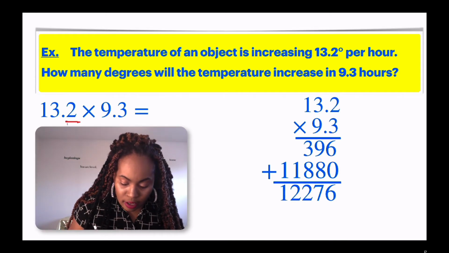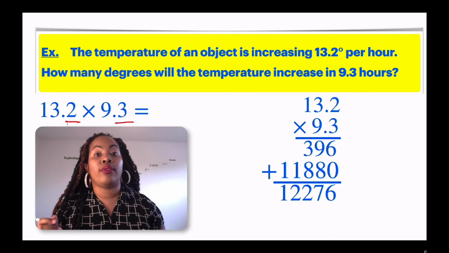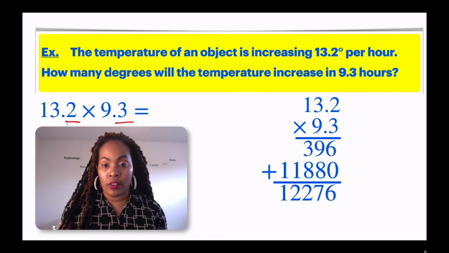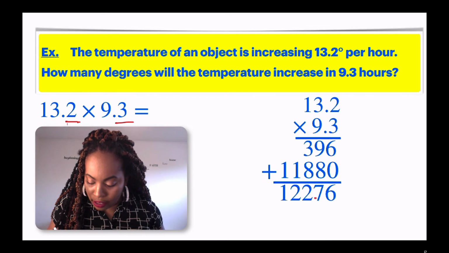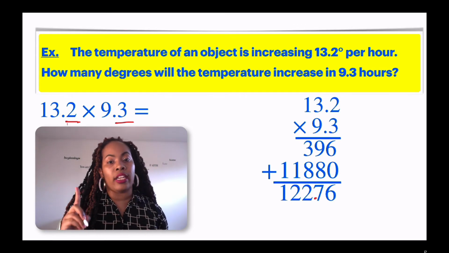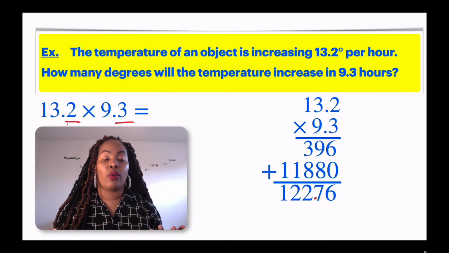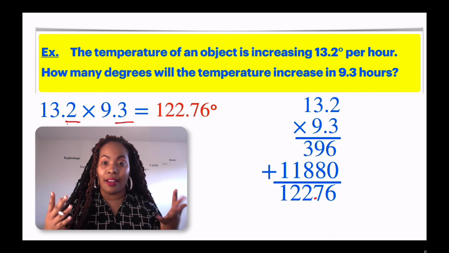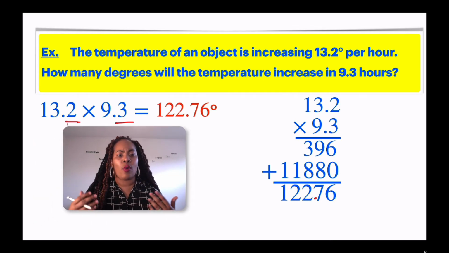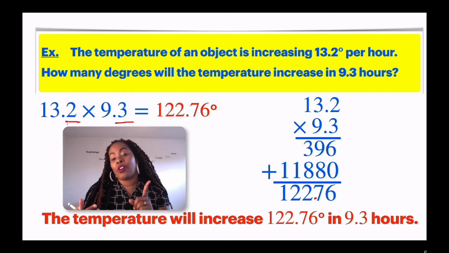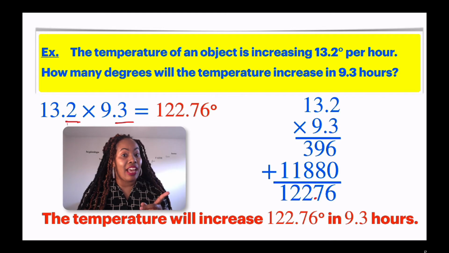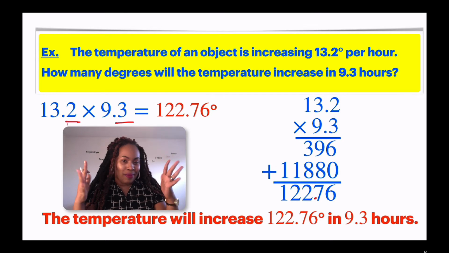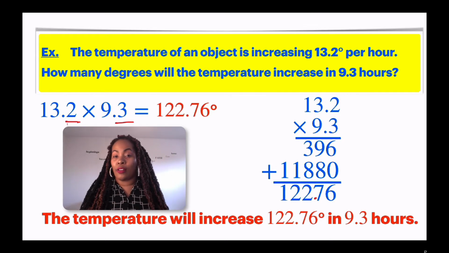I see 1 here and I see 1 here. That's a total of 2. So that means that there should be 2 numbers behind the decimal in your final answer as well. So counting from the back, there we go, just right there. It should be 122.76. In other words, 122.76 degrees. Okay? So this is the amount that the temperature is going to increase in that amount of time. The temperature will increase 122.76 degrees in 9 3/10 hours. Great work out there, everybody. And great work remembering how to multiply those decimals.